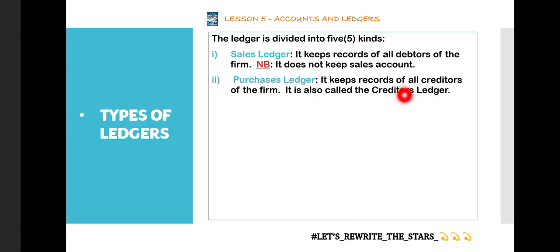Purchases ledger is also called the creditors ledger. And then sales ledger is also called the debtors ledger.